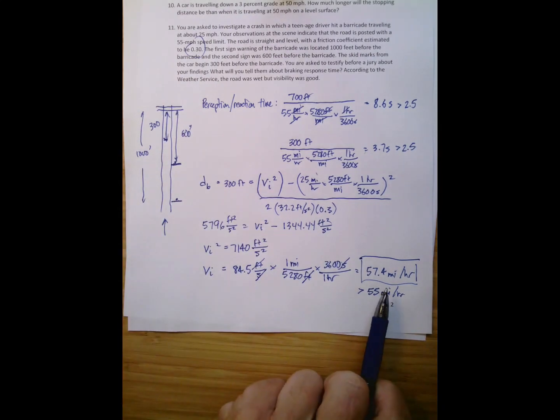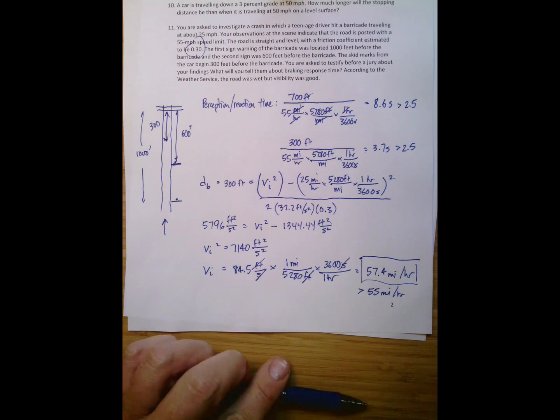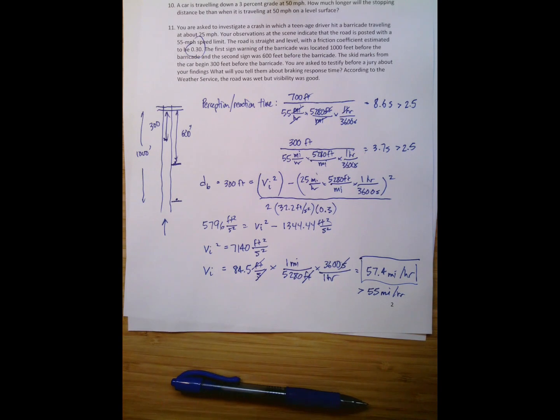The result for V sub I is 57.4 miles per hour, which is a little bit over the speed limit, so if we were going to testify to the jury, we would say that the driver was indeed speeding in this case.